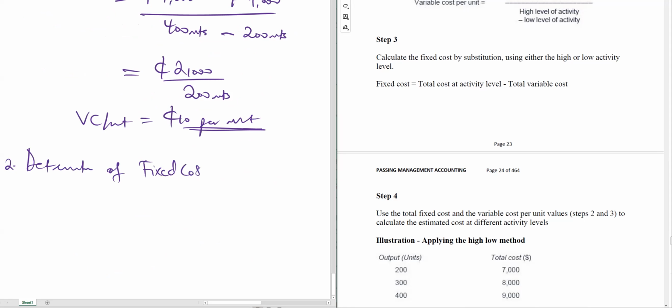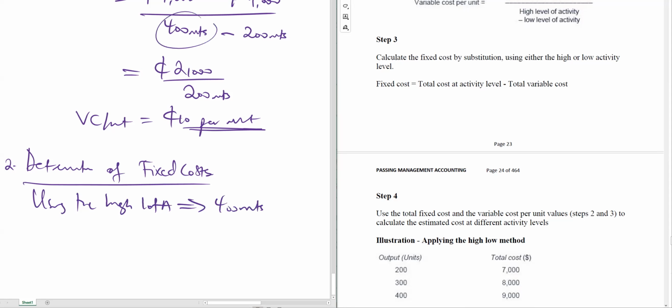So, determination of fixed cost. Which level of activity should we use, low or high? High. So using the high level of activity, which is how many units? 400 units, right? Was it not 400 units? Yes, sir. It came with a total cost of 9,000, right? Total cost is 9,000. Okay, so let's include this and let's see.